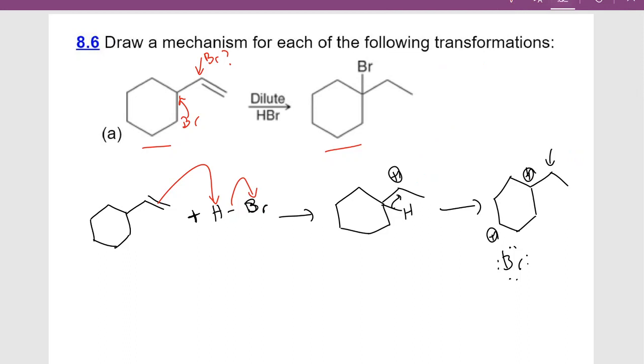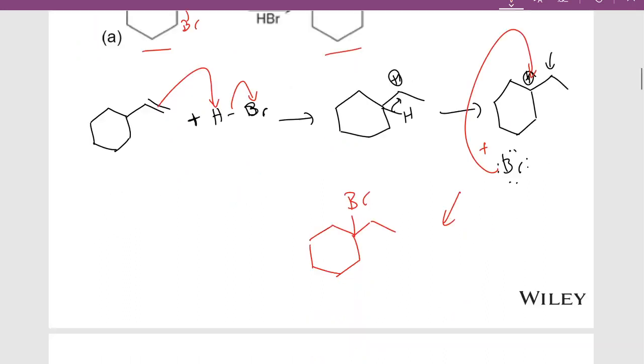I didn't mean to circle that. I meant to put plus Br there. I don't know why I did that. Okay, so the bromide is going to attack this carbocation and give us our product. Oops, I meant to change colors and it didn't work out. So we see that we can get rearrangements.